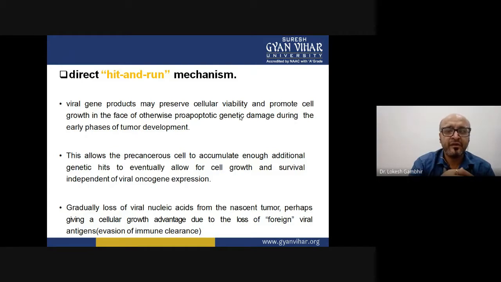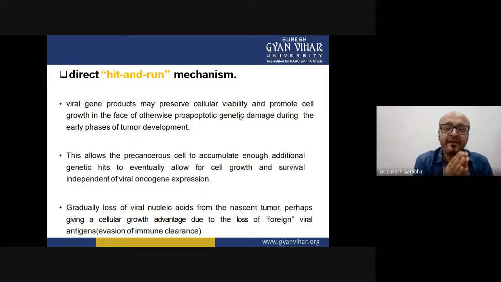So when we are talking about the number of genetic damages, is a single genetic damage sufficient to be substantiated for a carcinogenesis phenomenon? No. Yes, but the onset is there because of that genetic damage. Because of that genetic damage in the early phase of tumor development, it allows the precancerous cell to accumulate enough damages or enough genetic alterations which will eventually allow the cell to grow rapidly and survive.